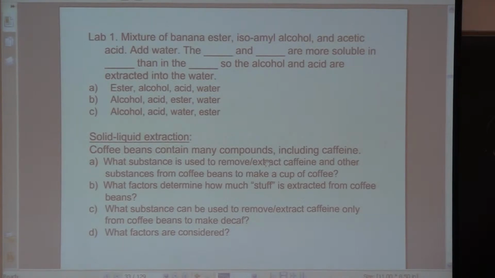What other factors do you think are involved? Surface area. Yeah, the surface area. So, if you're making coffee, are you going to extract it from these big beans, or are you going to grind the beans first? Yeah, so what's the reason for grinding those beans? Yeah, you increase the surface area. So that's another thing you do. What's another way to extract these substances from coffee? What's another factor?